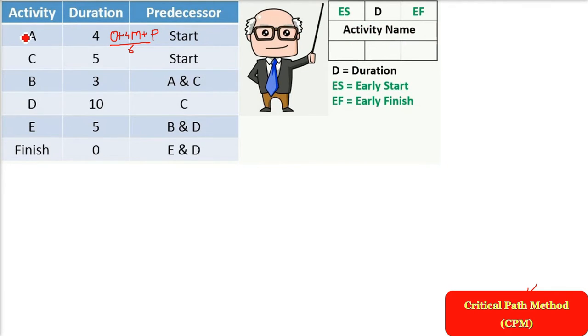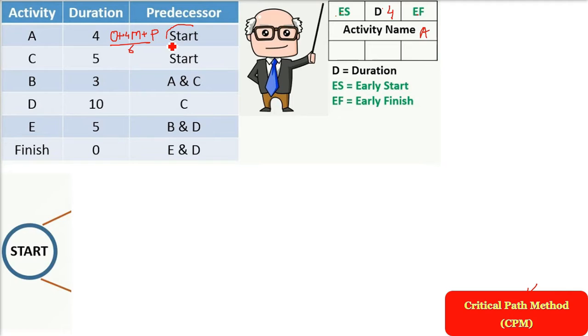In the center, we'll write the activity name. Here, for example, A has duration 4, so we'll write 4 here. ES and EF: ES stands for early start, EF stands for early finish. Let us take an example. Okay, now we'll start with A.